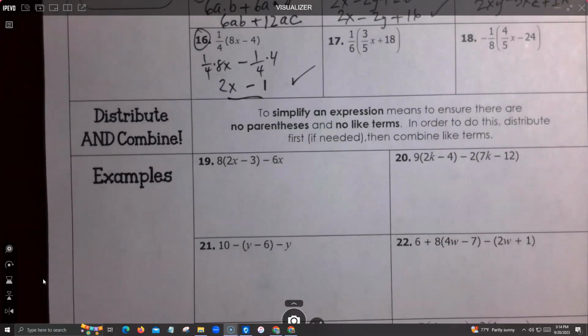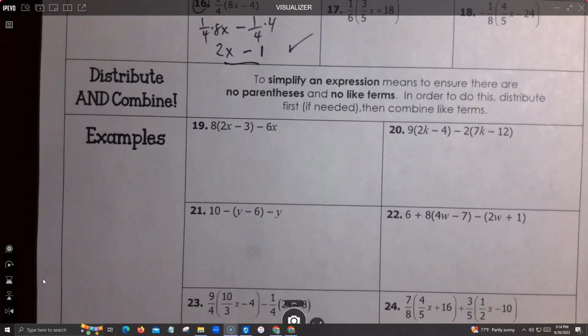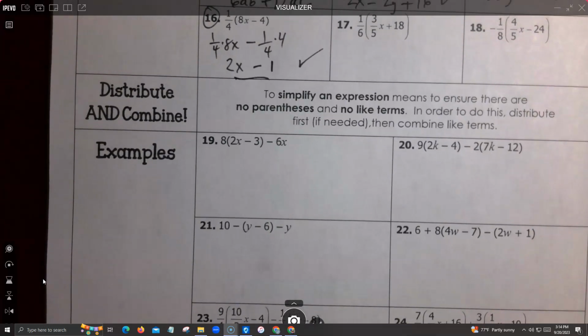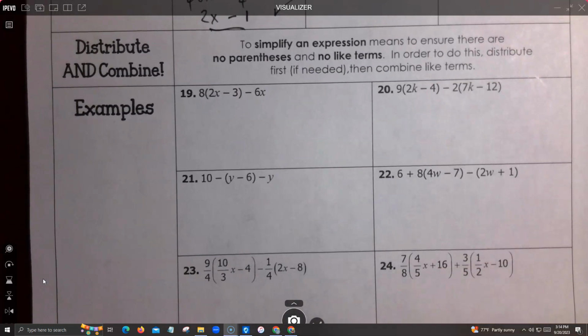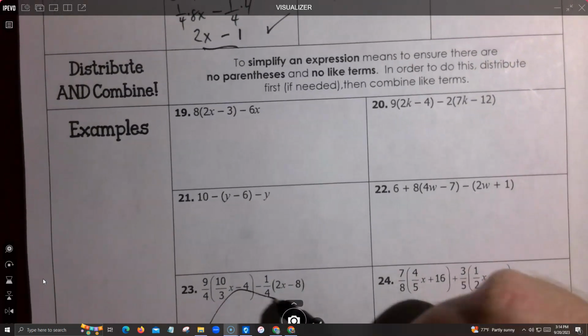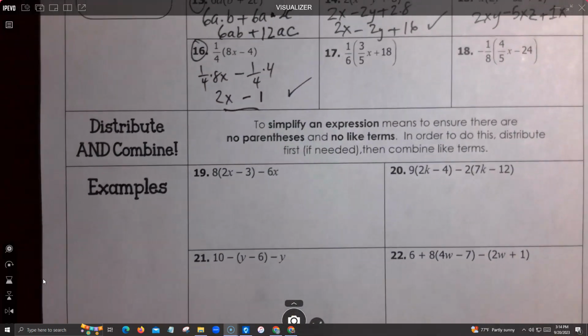Alright, so the last thing we have to do, and I don't have to go crazy with these, is we've got the distributive property mixed with the previous lesson, which is combining like terms. We're not going to do these two. Alright, so here we go.